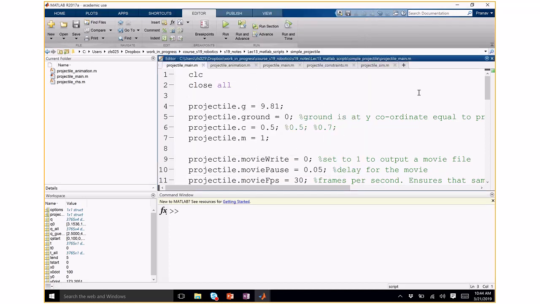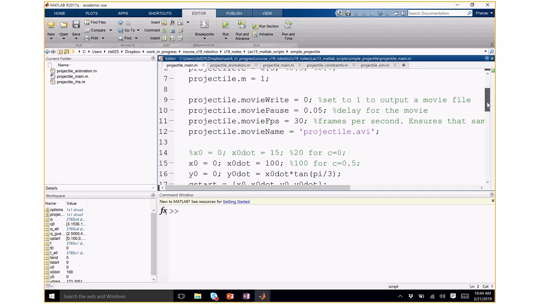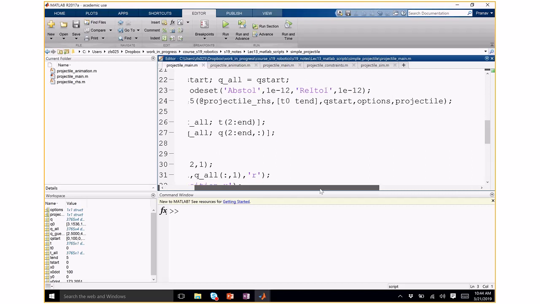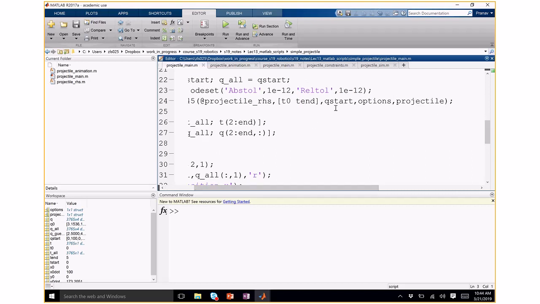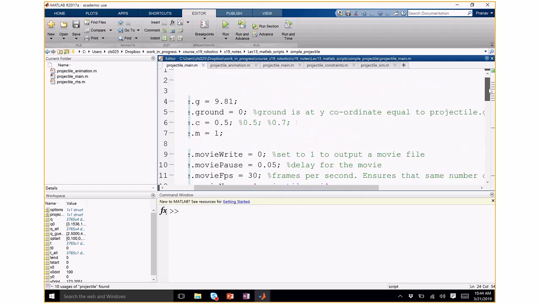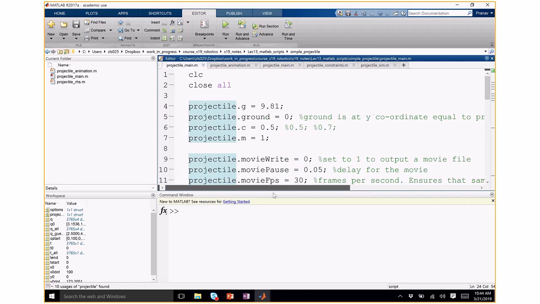A little bit about the code. My ODE45 code is right here. It has all the things I talked about: the time, the initial position, starting from 0, 0, at speed, which has specified options, and projectile. This is a new notation I've used, and I found it to be very effective. So what is projectile? It's basically a variable, but that variable has more variables inside it.